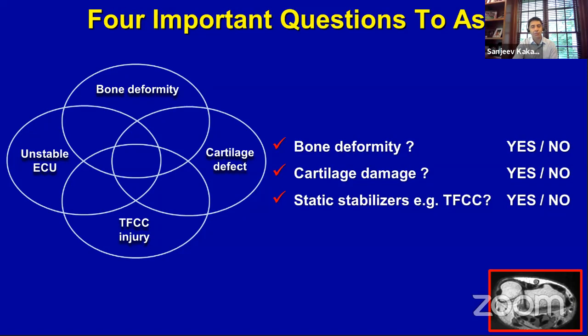That's the most important, but not the only one. And is it a dynamic problem? And I've put, for example, the ECU, which is the most common sort of dynamic problem we'll see on the ulnar side of the wrist. So you ask these questions and you go through this one by one.